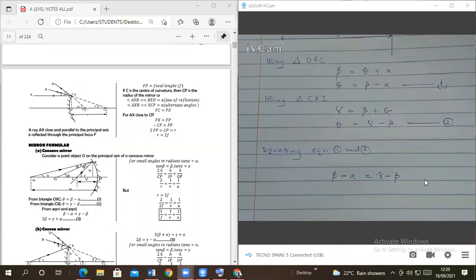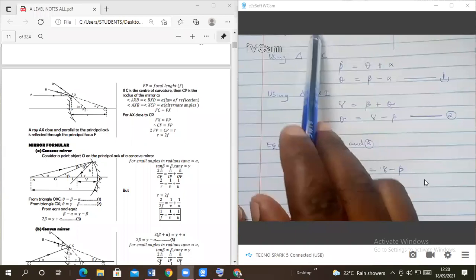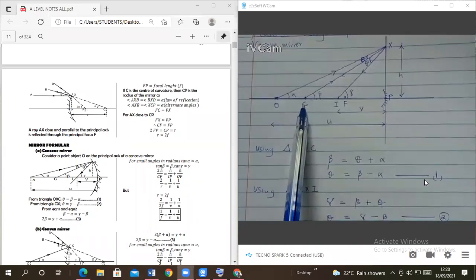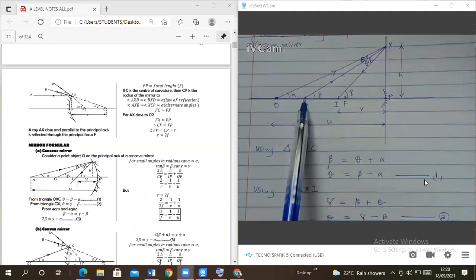Are we together? So if we make beta a subject by bringing beta this side and taking gamma the other side, what do we get? Why do we make beta a subject? Because we see that this is C in this diagram, and this is the angle where beta is. So the angle where beta is C, and you know C has a relationship with the focal length.